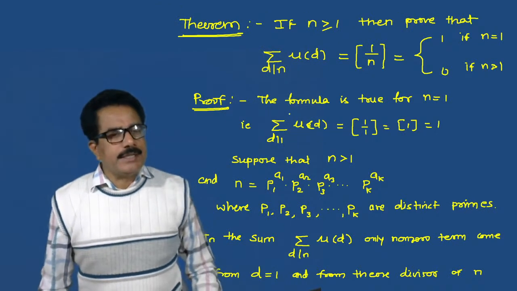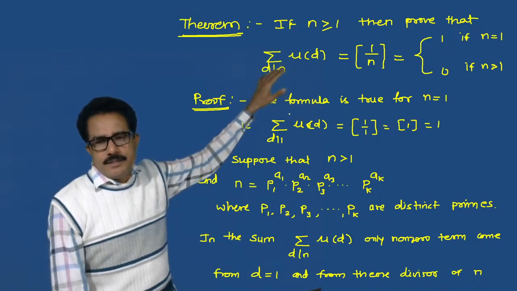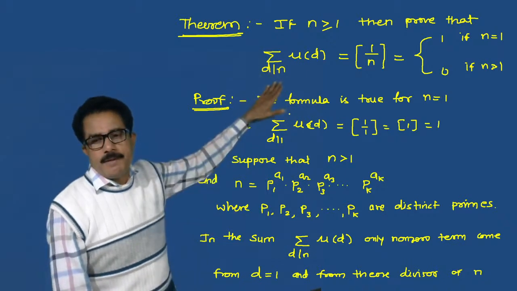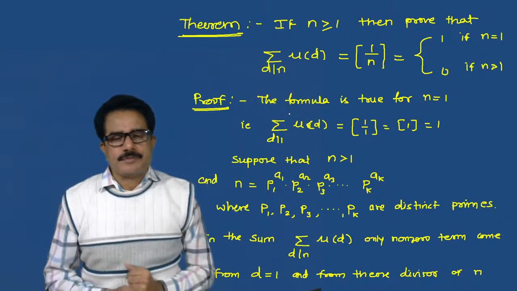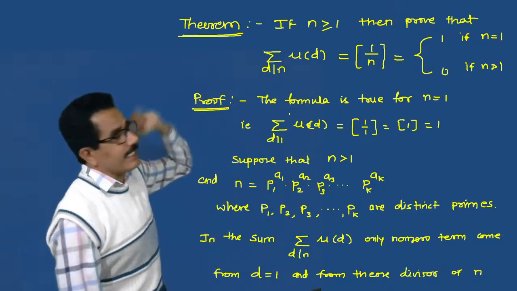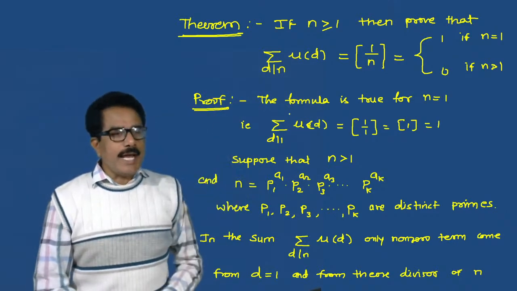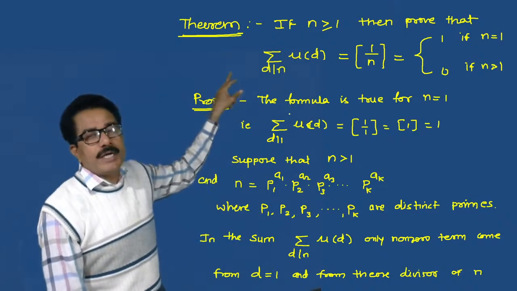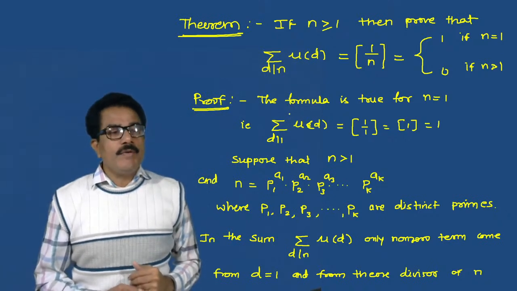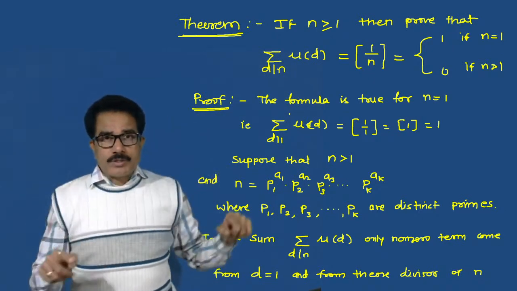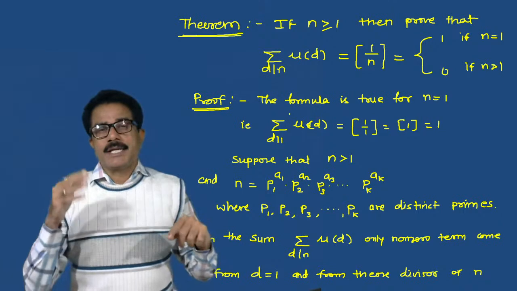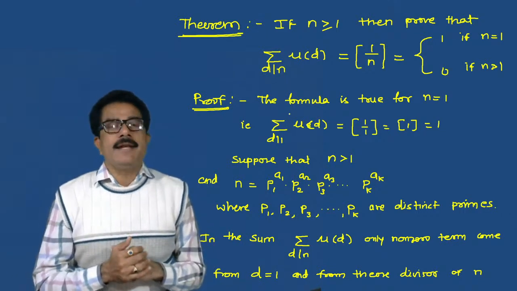In the last lecture, the proof of this theorem based on the Mobius function was left, and we have to discuss the proof of this theorem now. Now see this, what is the theorem here? If n is greater than 1, then prove that the summation over d divides n of mu of d, the Mobius function, is equal to box of 1 upon n. You know the box function means the greatest integer but not greater than n.